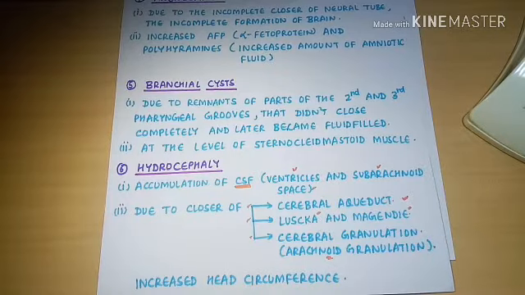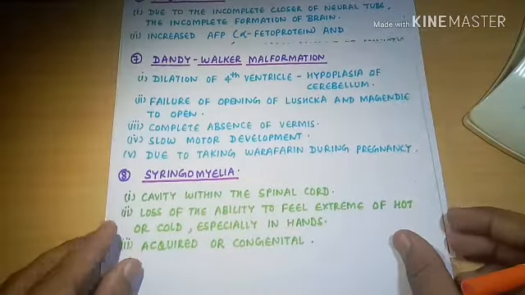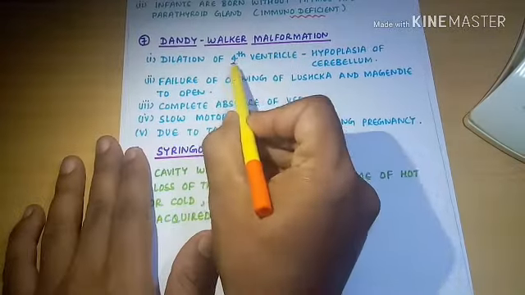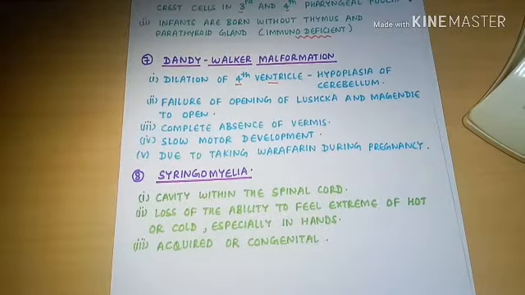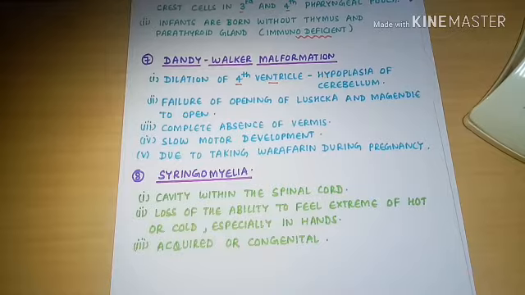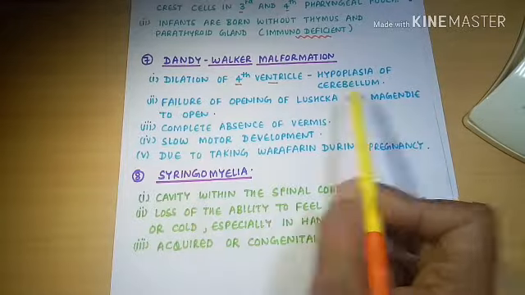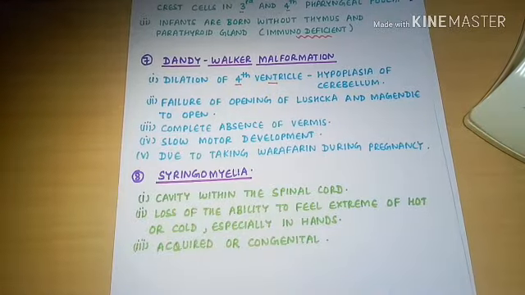The next type of defect is Dandy-Walker malformation. In Dandy-Walker malformation, the fourth ventricle will get dilated. There is hypoplasia of the cerebellum, because if the fourth ventricle is dilated, the cerebellum will get pressed from the backside. It is due to failure of the foramen of Luschka and the foramen of Magendie to open, isn't it? If these are not opened, the fourth ventricle will get dilated and will press the cerebellum from the backside. This condition is called Dandy-Walker malformation.